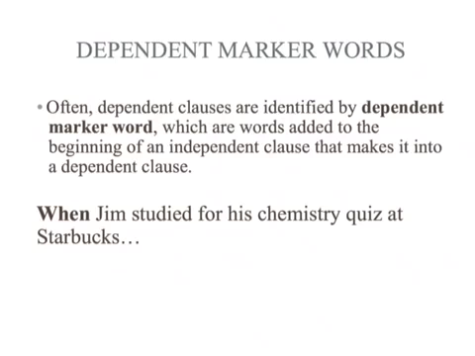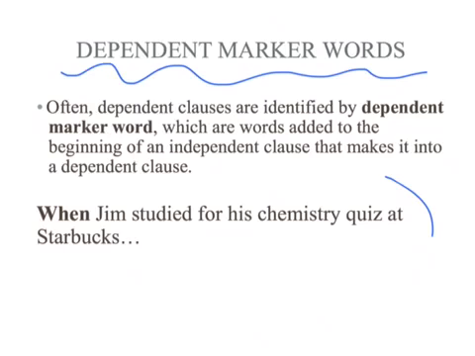One way to look for dependent clauses is to look for dependent marker words. Dependent marker words are the words that are added to the beginning of an independent clause that makes it into a dependent clause. And why is it a dependent clause? Because when you add those dependent marker words, your readers need more information in order to understand the sentence and for it to be a complete thought.